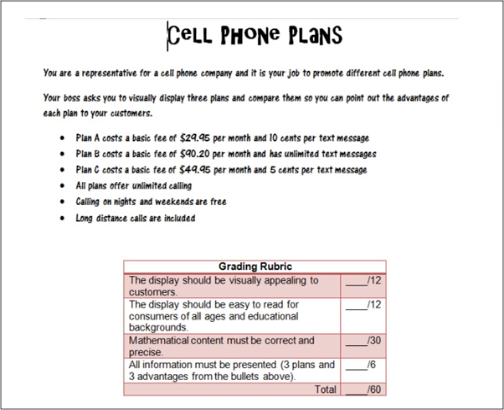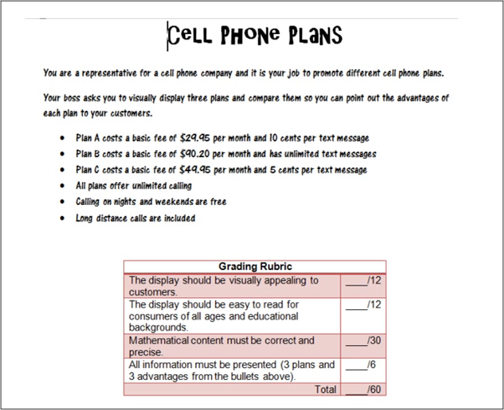So we're going to be looking at cell phone plans again, and this week you're going to pretend like you're a representative for a cell phone company and that it's your job to promote different cell phone plans. Your boss is going to ask you to visually display three plans and compare them on that display so that you can point out the advantages of each plan to your customers as they come in the store and ask you for your advice and you sell them plans.